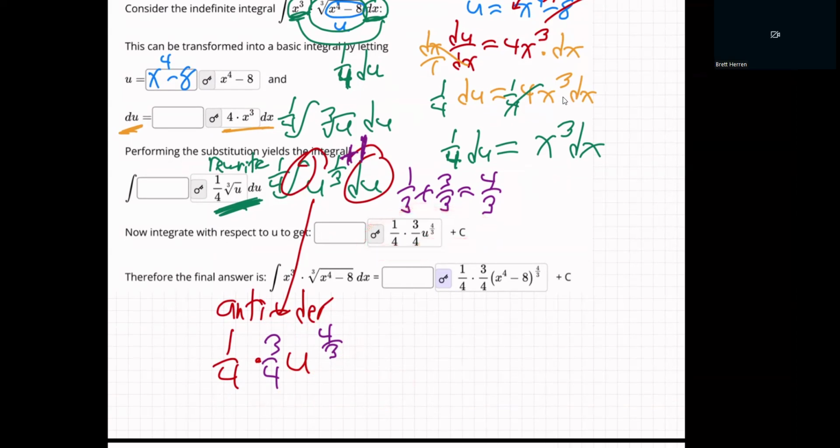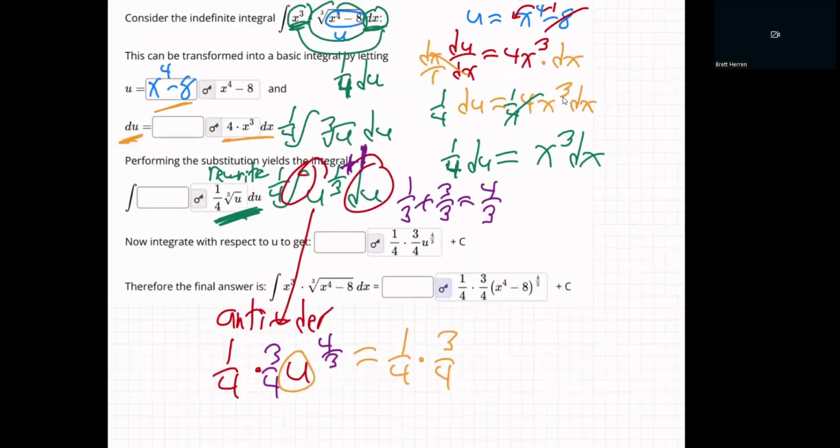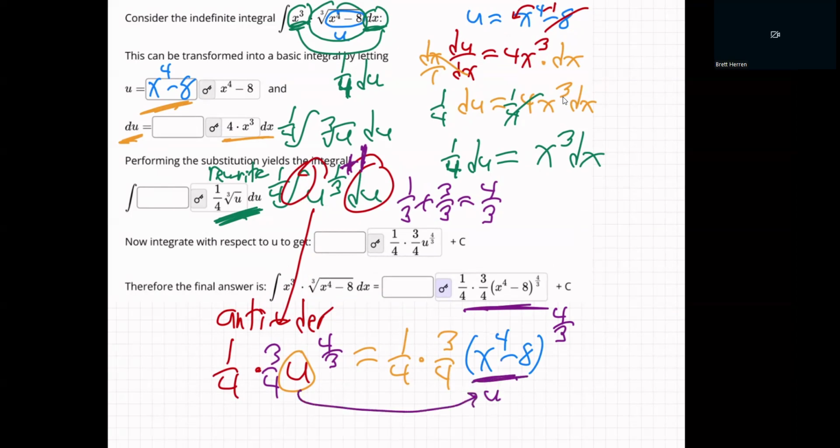Last step. Now we can go back to x. We can say, okay, well, this is 1/4 times 3/4. And instead of u, what was u all along? u was x to the fourth minus 8, to the 4/3. There it is. 1/4 times 3/4 times x to the fourth minus 8, because that is u, to the 4/3, plus a constant. So we did the antiderivative.